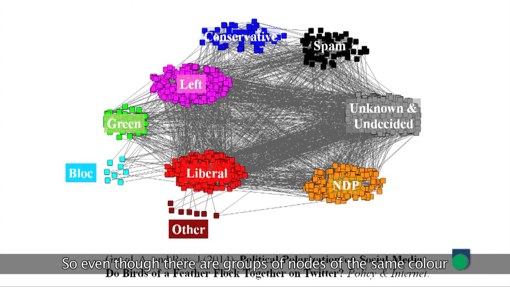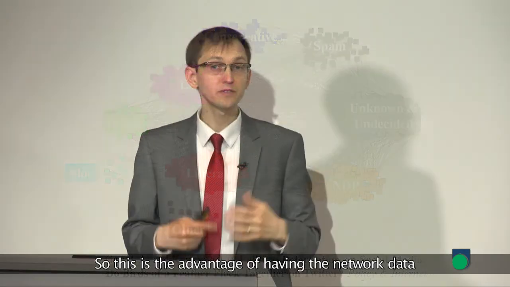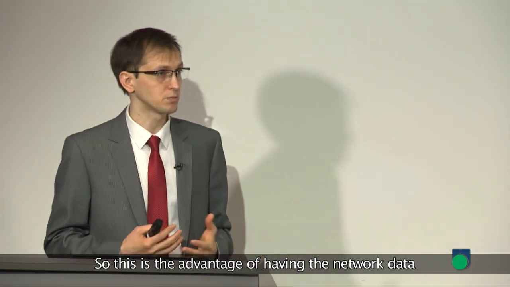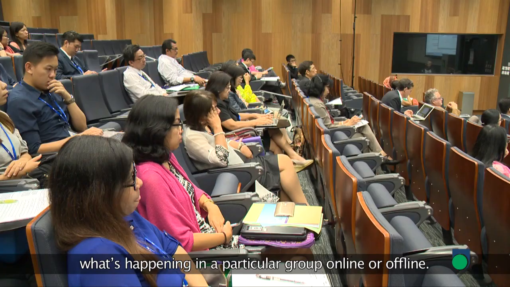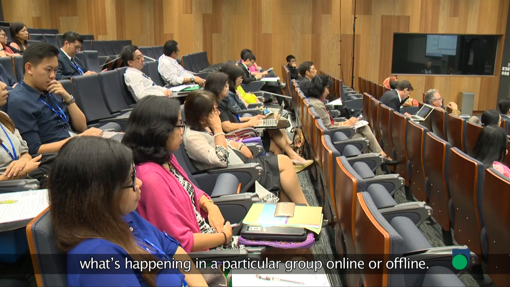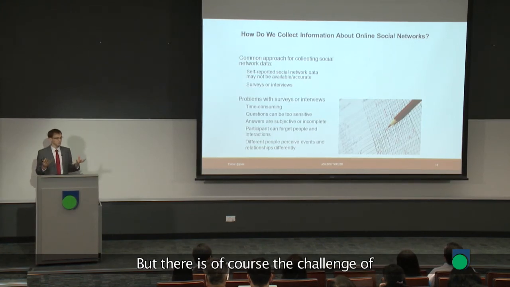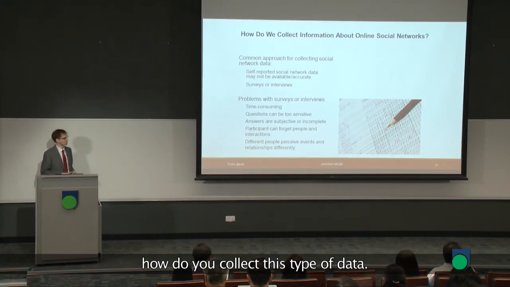So even though there are groups of nodes of the same color representing the same political interests, there are also connections in between them. So there are opportunities for discussions. This is the advantage of having network data, because you can have a better understanding of what's happening in a particular group, online or offline. But there's, of course, the challenge of how do you collect this type of data.